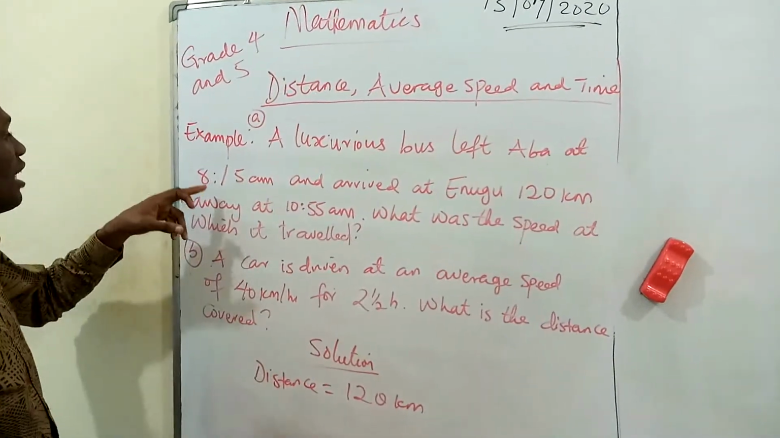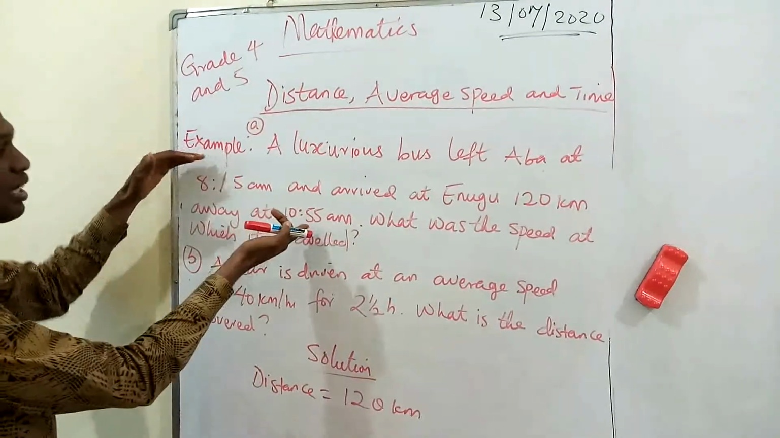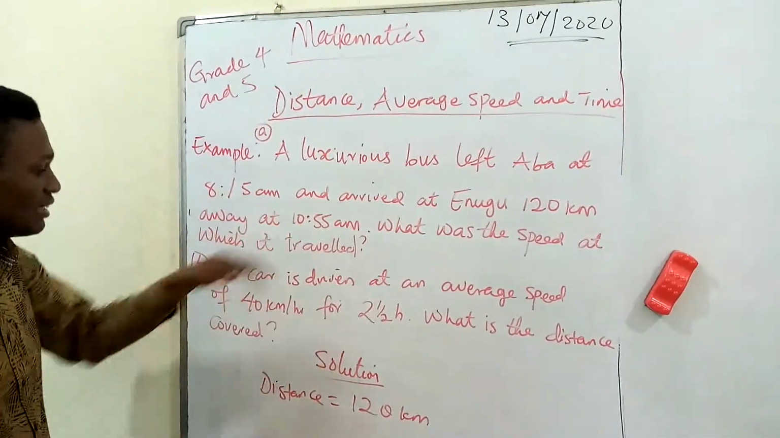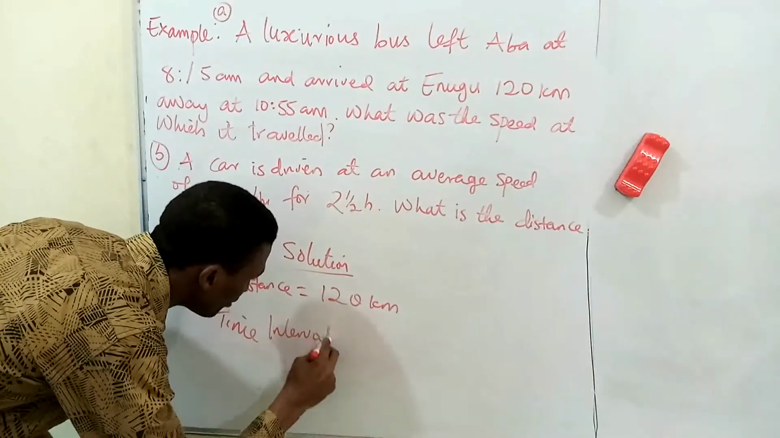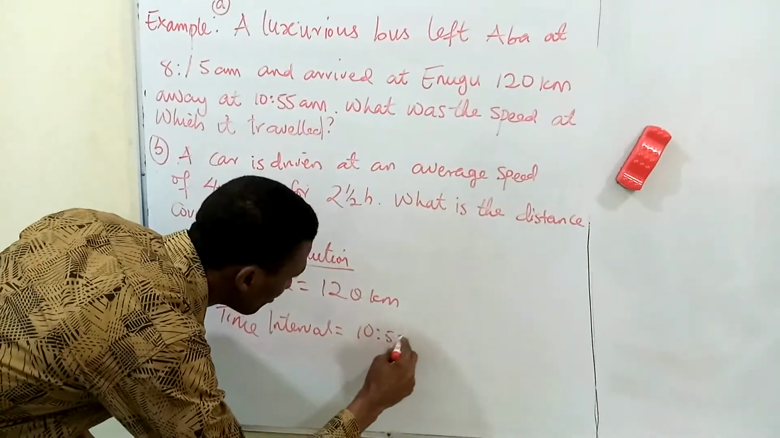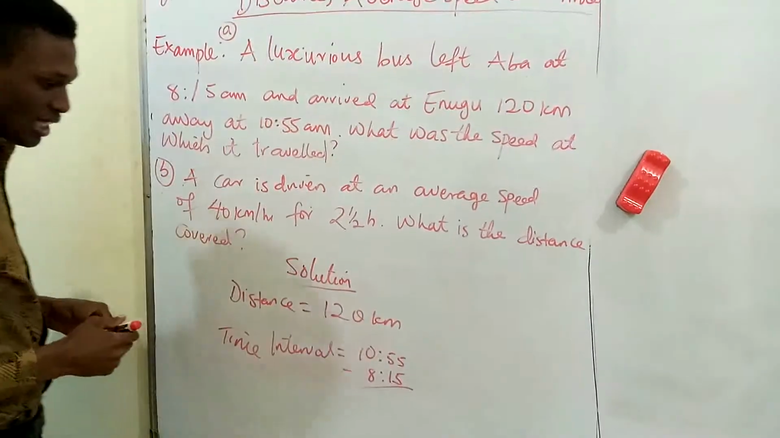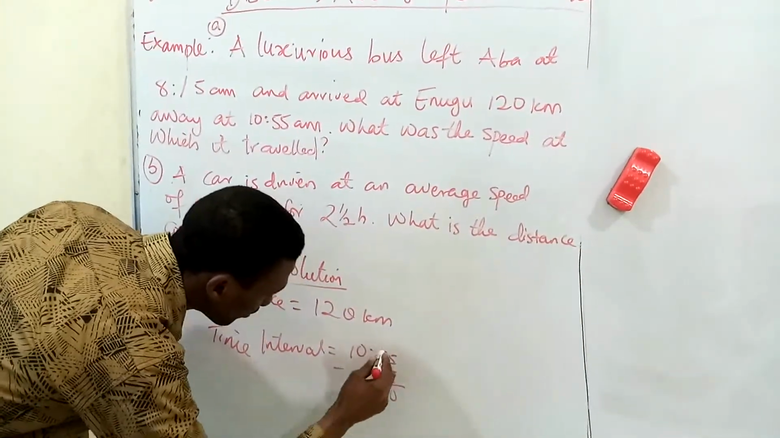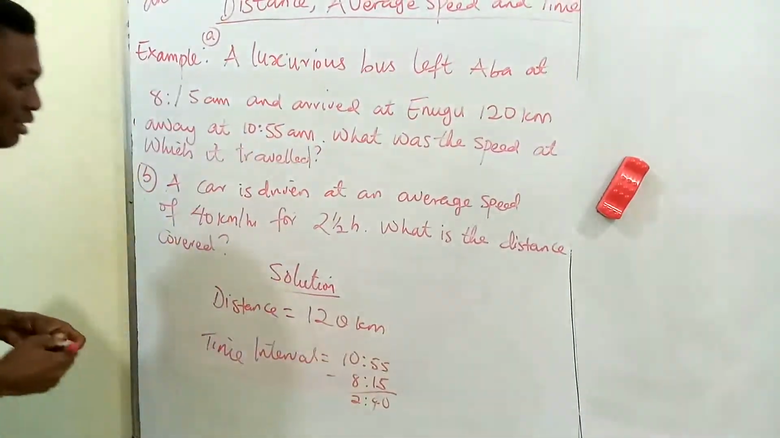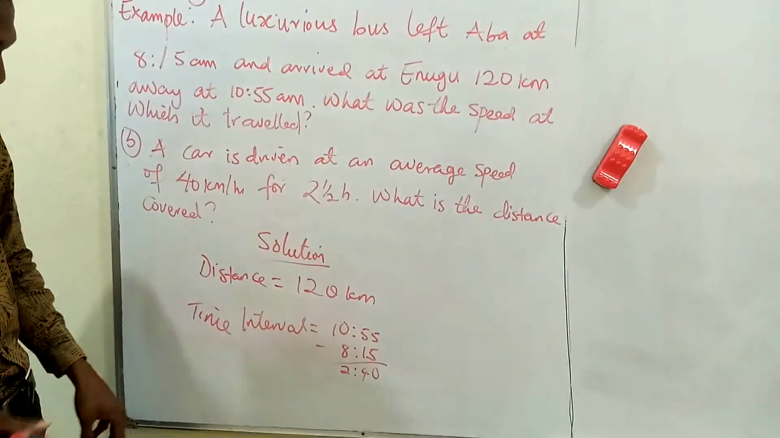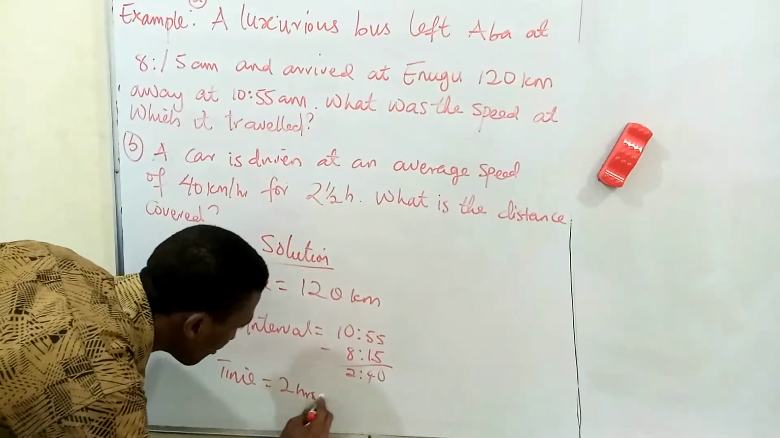And our time, we are told that he left about 8:15 a.m. and arrived in Enugu at 10:55 a.m. So we check the time interval between 8:15 a.m. and 10:55 a.m. We have 10:55 and we have 8:15. We check the time interval. Here we have 0, 5 minus 1 we have 4. 10 minus 8 we have 2. So the time interval is 2 hours 40 minutes.